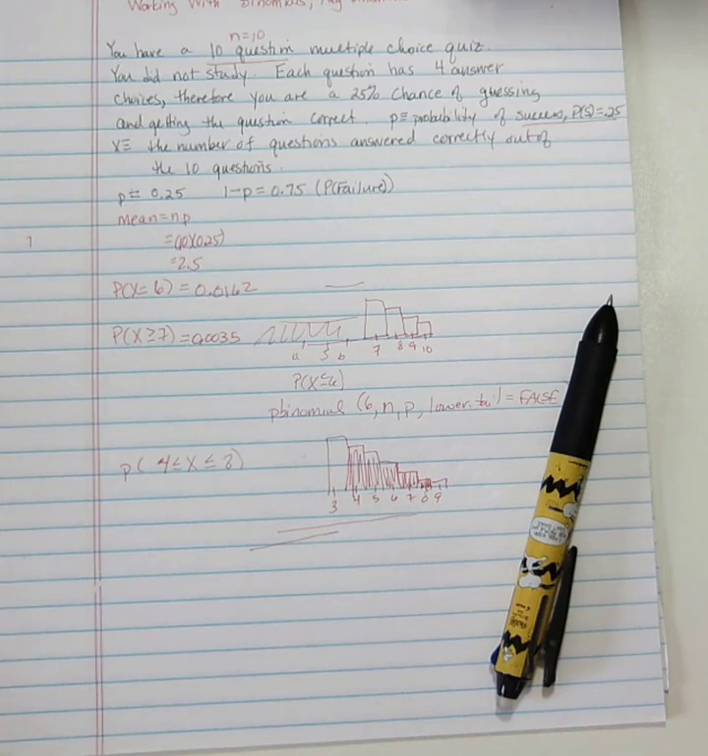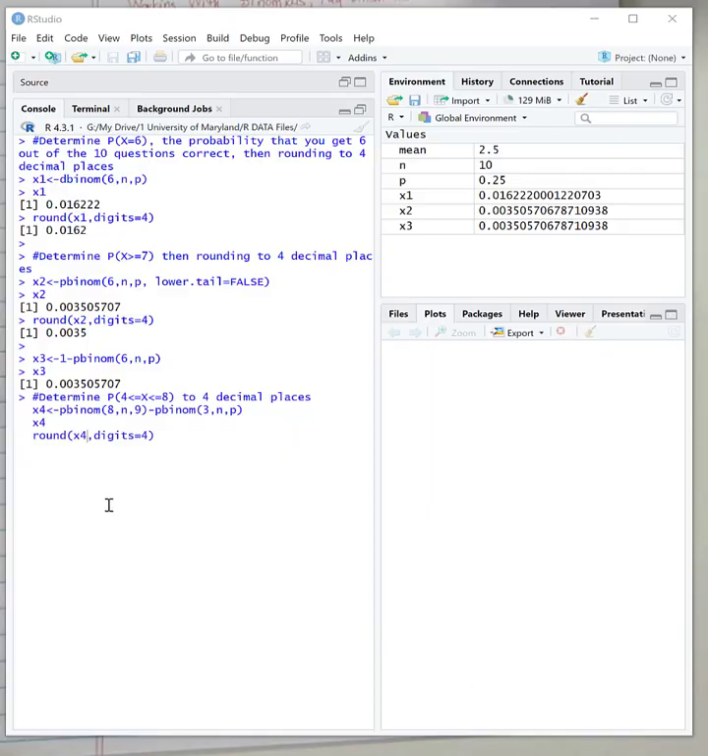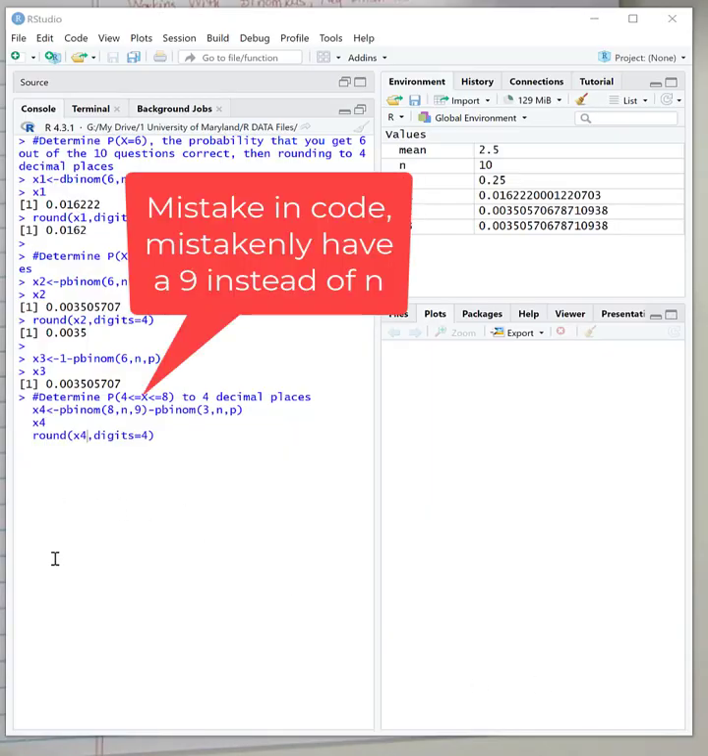So I could do the code for that. It would look something like this. Determine the probability between 4 and 8 questions being correct, including 4 and 8, to 4 decimal places. So the probability of everything 8 and less, subtract off everything less than 3. We want to see the probability of 4, so we subtract off all the probability of 3, 2, 1, or 0. We can see our x4, and then we round to the 4 decimal places.